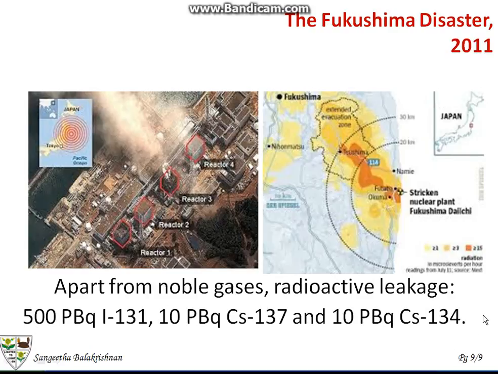These were the amounts of radioactive leakage that were spewed into the atmosphere and into the oceans from this Fukushima Daiichi plant. So, right, I'll stop with this in this video, and I'll see you in video number 2.